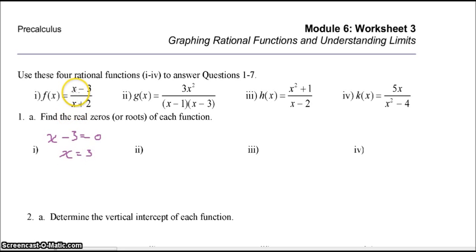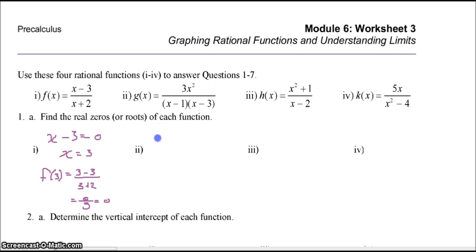Because if I plug in 3 to this function, 3 minus 3 is 0, divided by 2 is equal to 0. That's basically my check, so that you can see that I have indeed found the 0 or the root. I have 0 over 5, which is 0.